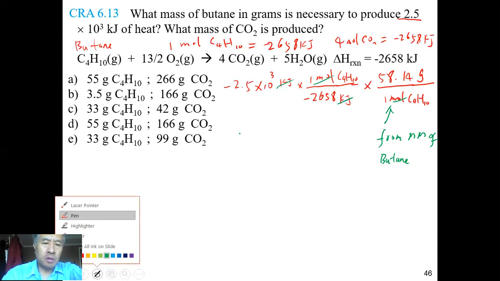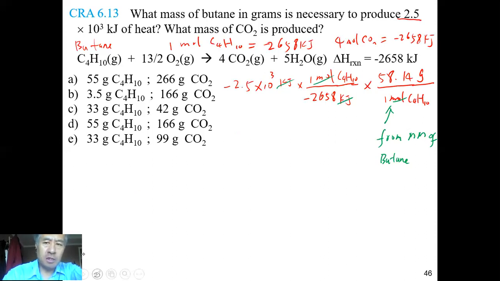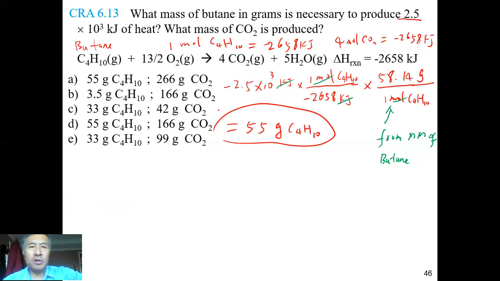And we multiply and we divide and multiply. So what we get for this C4H10 will be 55 gram of C4H10. We'll circle that, and then we'll continue with the second part. We'll calculate what mass of CO2 is produced.